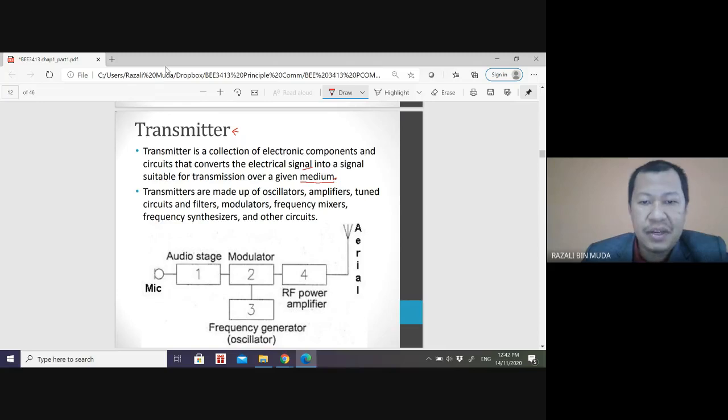The transmitter is made up of oscillator, amplifier, tune circuit and filters, modulators, frequency mixer, frequency synthesizer, and other circuits. These are the circuits that make up one transmitter: oscillator, amplifier, tune circuit, filter, modulator, mixers, synthesizers, and so on. This is, for example, a transmitter block diagram circuit. So you have here a mic.